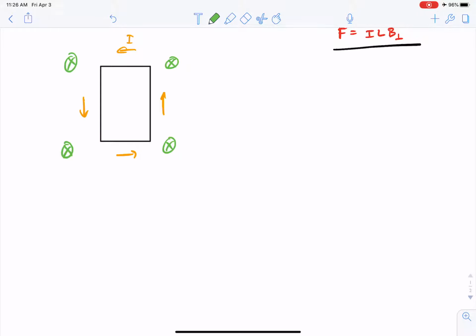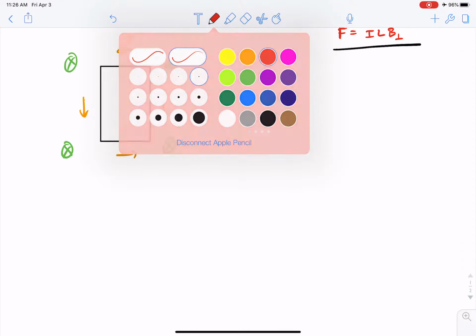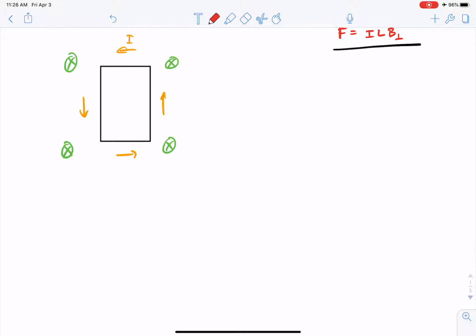So here we go. Now we want to find the forces on the four sides of this loop. So go ahead and do this before I do. Calculate the direction of the force using the right-hand rule. Calculate the direction of the force on this section of wire here. Just the top.